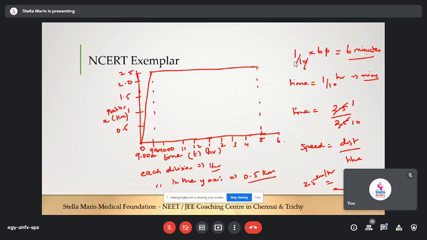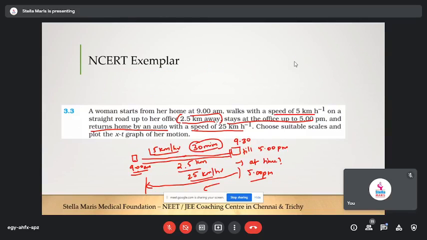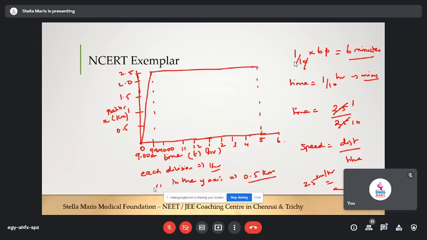So it takes 6 minutes. The woman started from her office at 5 p.m. So it took her 6 minutes to reach here. At what time would she have reached her home?